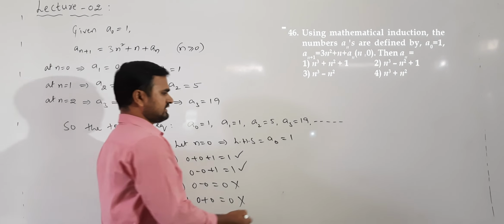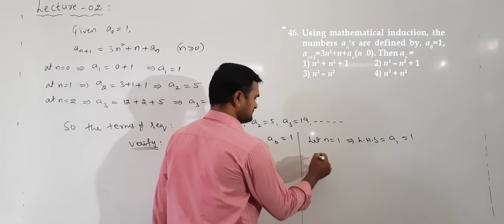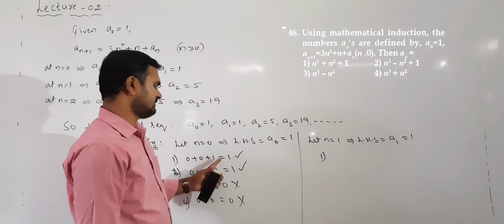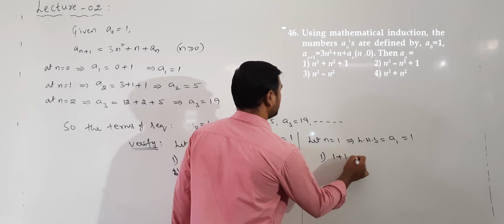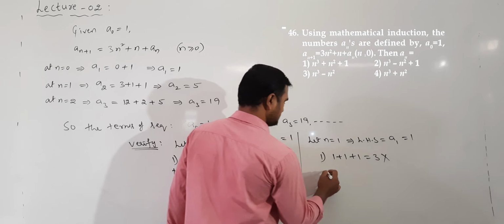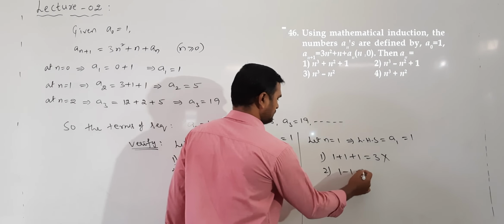Let n equal to 1. So what will be the left hand side? n is 1 means a1. So what is the a1 value? That is also 1. So again we should get the answer as 1 by taking n as 1. Now we have to verify only the first and second options. n is 1, so 1 plus 1 plus 1, which is 3, which is wrong. Second option, 1 minus 1 plus 1. So the second option will be the required answer.